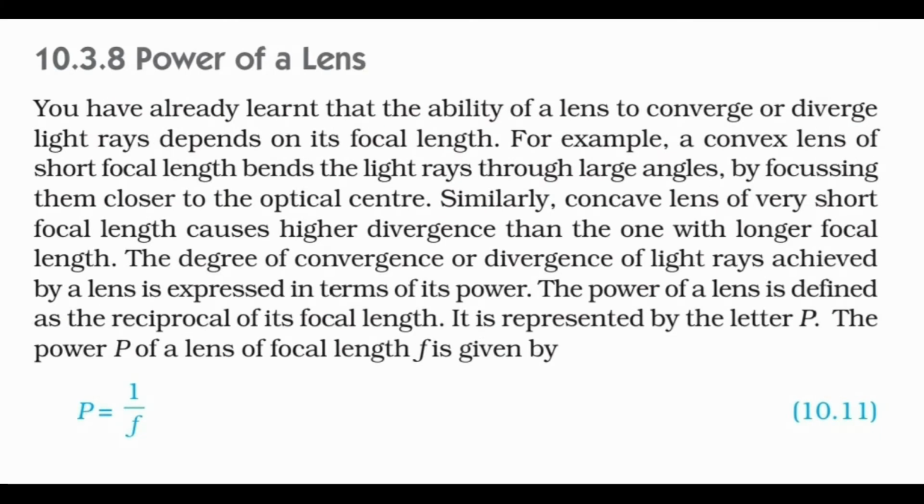It is clear from the discussion till now that the ability of a lens to converge or diverge light rays depends on its focal length. Now we will discuss the power of a lens. Power of a lens is defined as the reciprocal of its focal length, represented by capital P. Its formula will be P equals 1 over f. As focal length of concave lens is negative, its power will also be negative, and that of convex lens is positive and its power will also be positive.